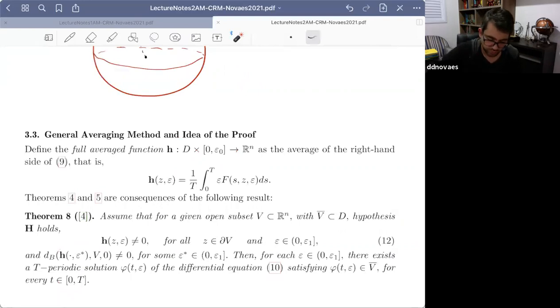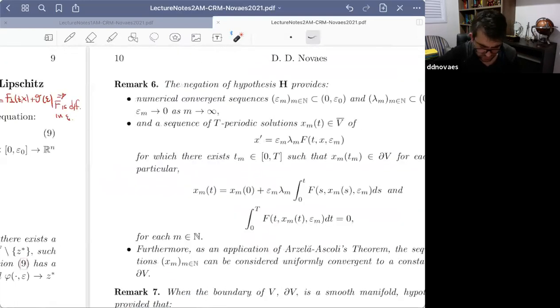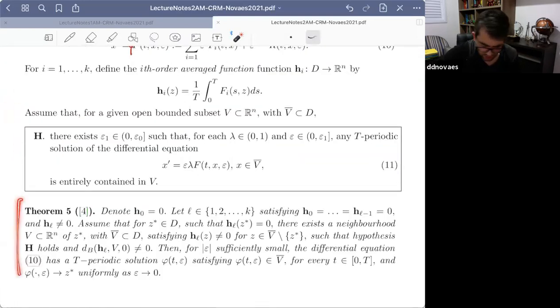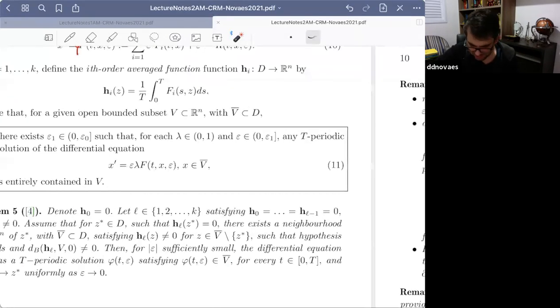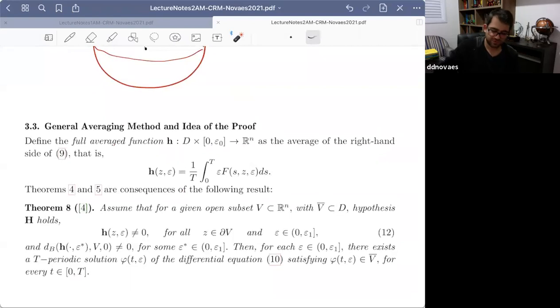In order to prove these two theorems, we prove a more general theorem that involves what we call the full average function. We define this h of z and epsilon as being the average of the right hand side of the differential equation. I'm not computing this for epsilon equals 0. And for this full average function, we have this result.